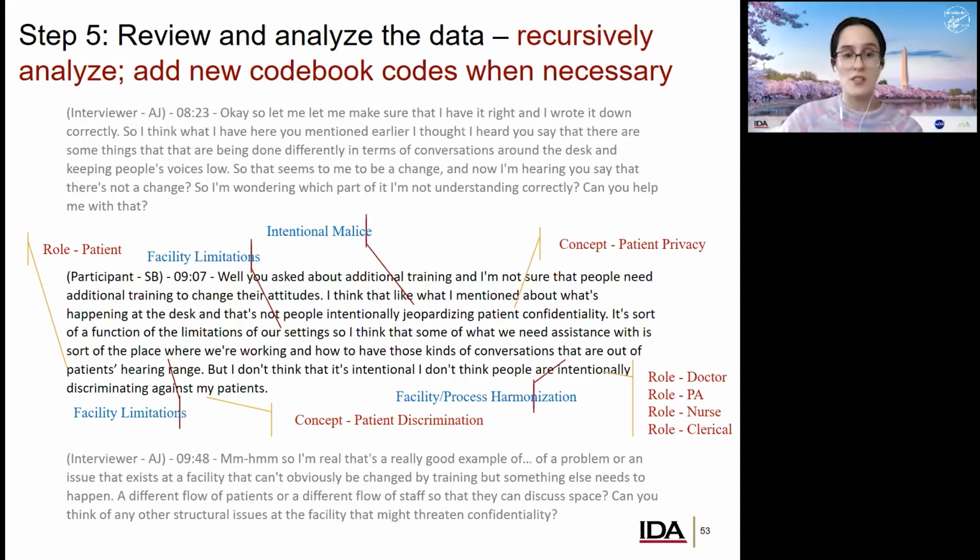And again, this process, as I've said many times, is recursive. So maybe this is the 10th strip we've coded, and we develop these new codes of facility limitations, intentional malice, and facility process harmonization. And so if that's the case, we're going to want to go back to the strips we've already coded to see if these new codes can fit in anywhere. Sometimes if you're not looking for something, you don't find it. So we want to make sure when we identify a new theme, we go back and re-examine our previous work to see if we find something new.